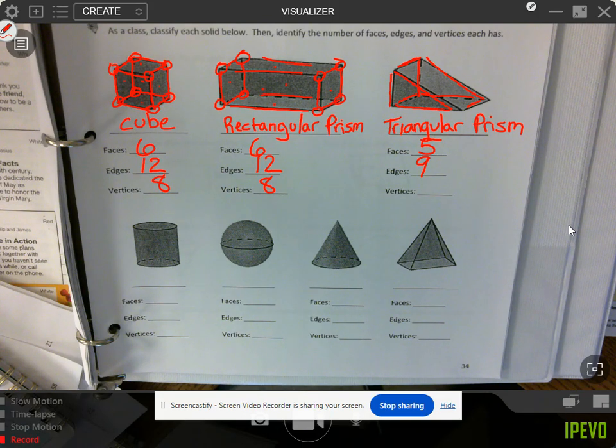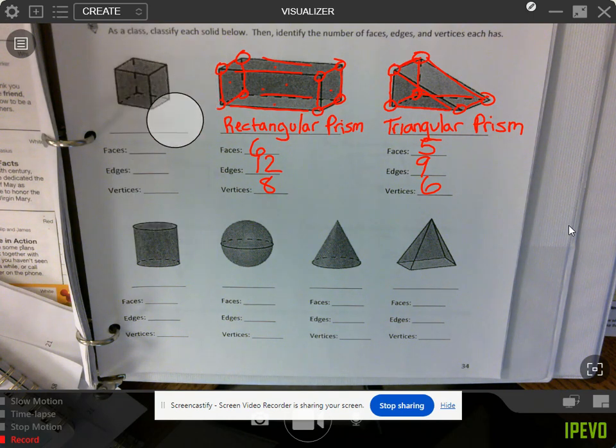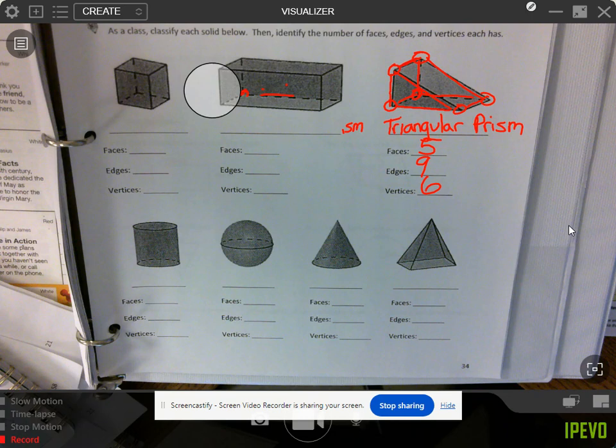How many vertices are there, Jimena? 6. Let's check if she's right. 1, 2, 3, 4, 5, 6. Very good. So truly draw your line, circle, make sure that you are counting correctly. Any questions on these top 3? All right, I'm going to erase so I can move it up so we can see a little better for the bottom 3.